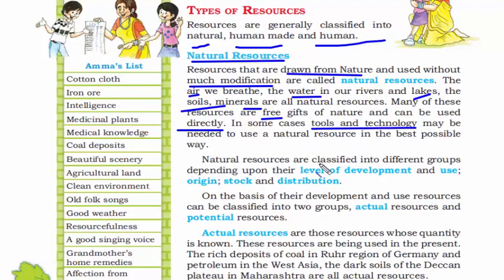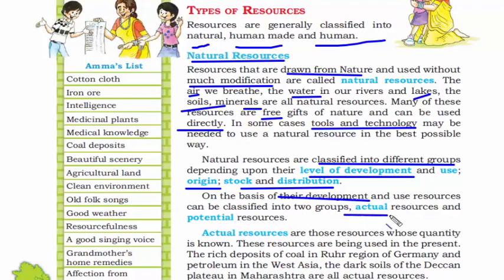So now natural resources are classified into different groups depending upon level of development, origin, stock and distribution. These are the simple factors on which we will classify natural resources. On the basis of development, we will distribute resources into two categories, that is actual resources and potential resources. By the name you can figure out, actual resources means how much we have, how much of it is available, and potential means how much it can create, or what is the maximum it can produce. Actual resources are resources whose quantity is known.